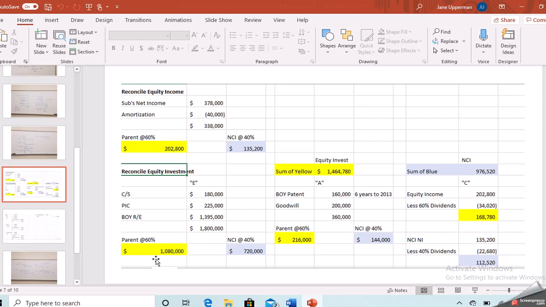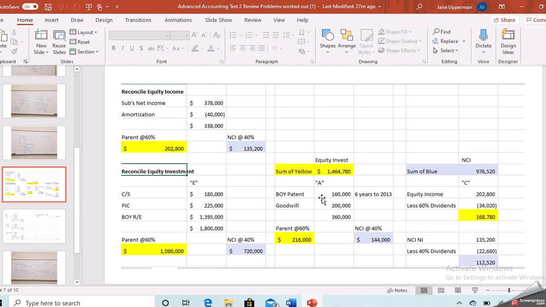So 60% goes to the parent, 40% goes to the NCI. Again, all I'm doing is taking that net book value, multiplying it by 60%, and multiplying it by 40%. Then our A entries, we do the same thing.